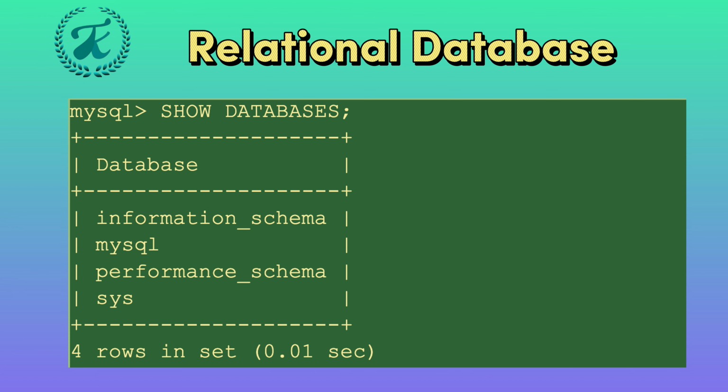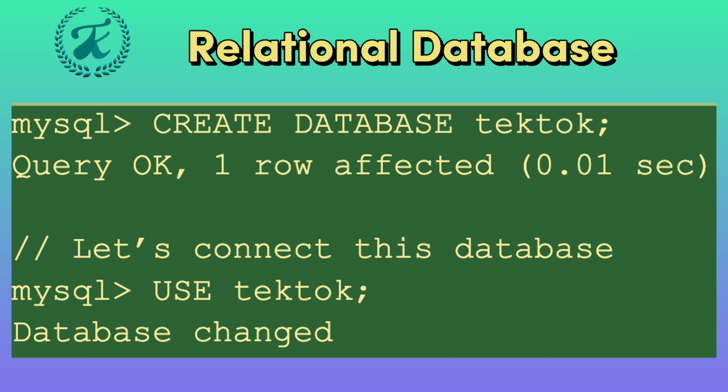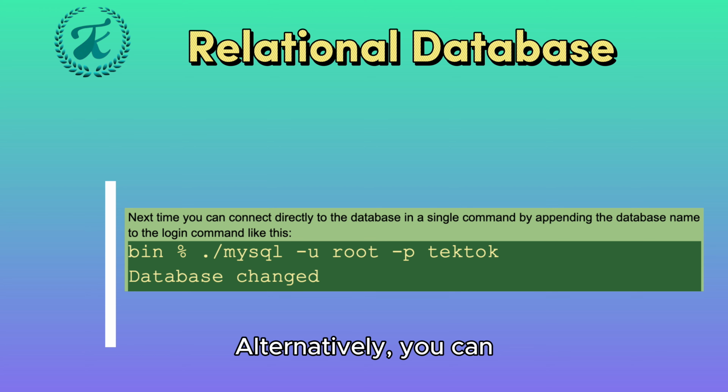List the databases. Use the show command. A database is a container that holds a collection of related tables, distinct from the database server itself. Create a database. Use the create database command. This command allows you to organize and store related tables for your application. To connect to your newly created database, use the USE command. Alternatively, you can connect directly during login by appending the database name to the login command.